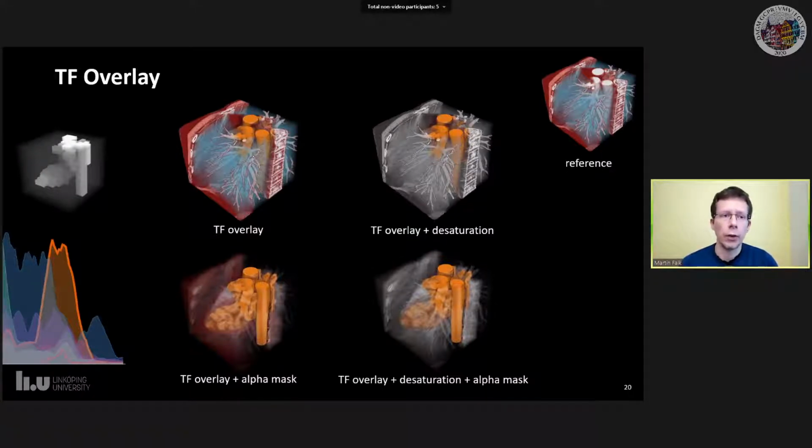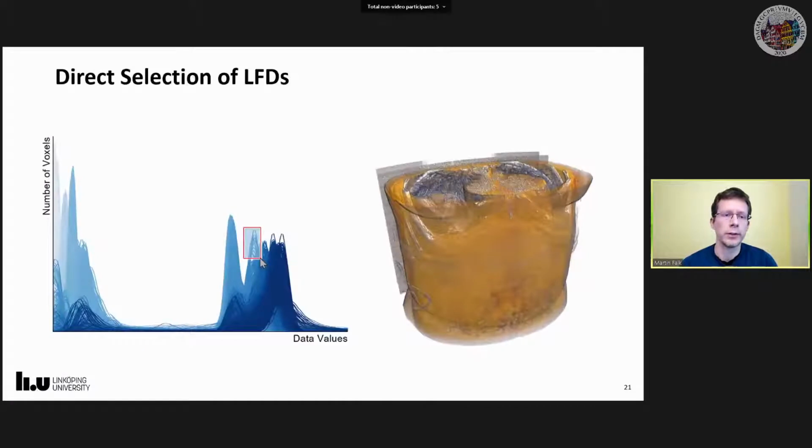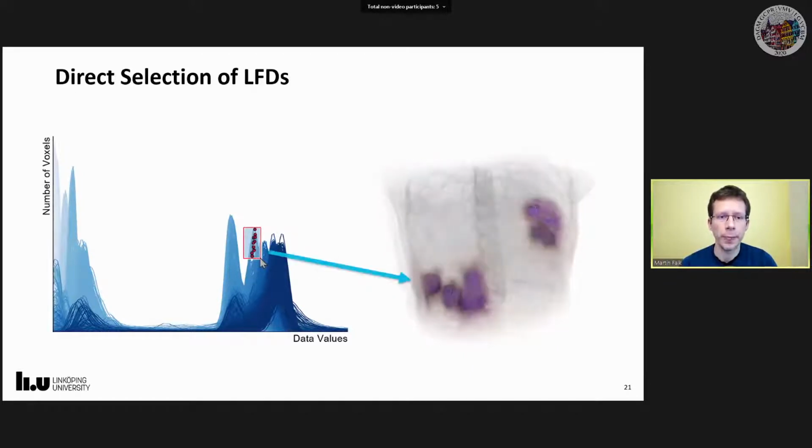Now, how can you select these frequency distributions or features? The most obvious solution is presenting the user with all of these distributions and allowing them to select them. Here we have an upper torso data set, and by simply creating a rubber band selection on these seemingly outliers, we can select the corresponding 3D blocks. And here, by chance, these blocks actually correspond to the tumors hidden inside the liver.